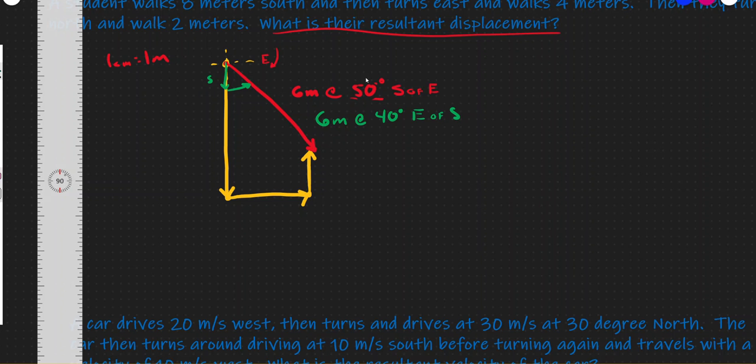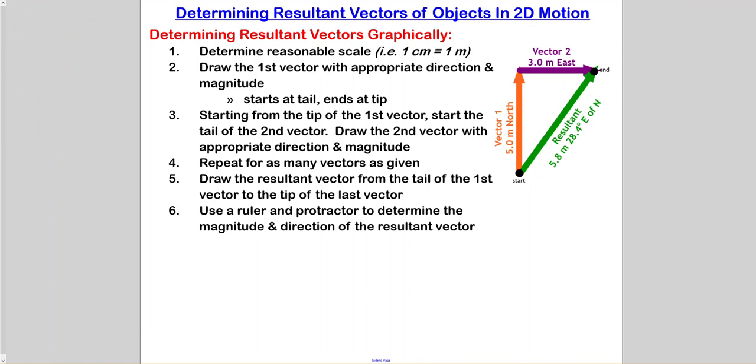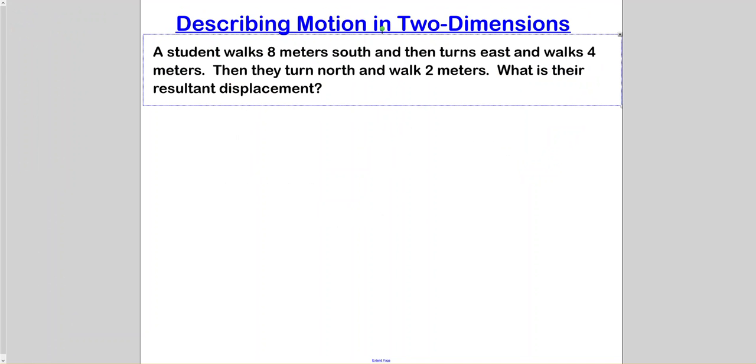These are complementary angles, right? They add up to 90. So if I had a protractor and measured this to be 50, I could also have measured this to be 40. It's the same angle. Okay, finishing up here. We did that problem.